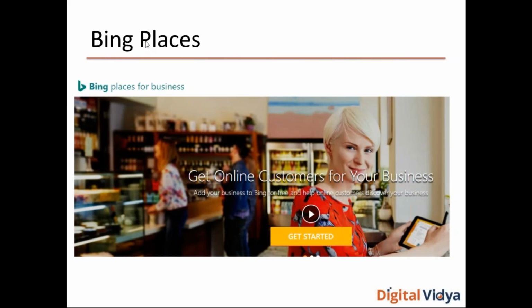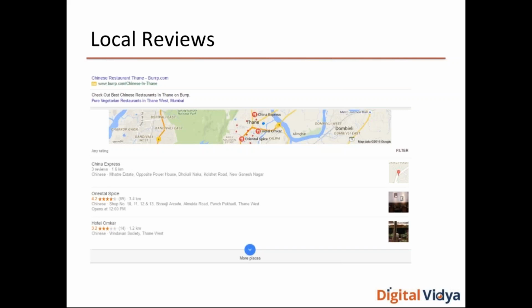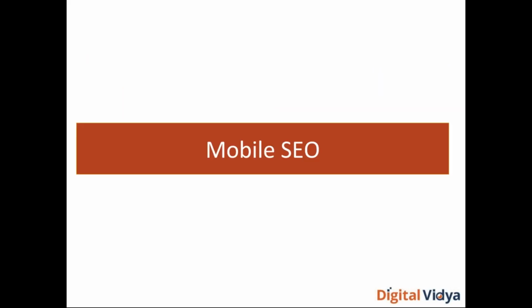So similar to Google business listing, you can create a business listing in Bing. Bing has exactly the same process as Google. It will also send a postcard to your address. So you can create a listing in Bing Places also. NAP consistency you need to maintain, local reviews you need to collect, and local directories you can submit your site to, right? So this is about local SEO. Everybody clear on social and local SEO part? Interesting, right?